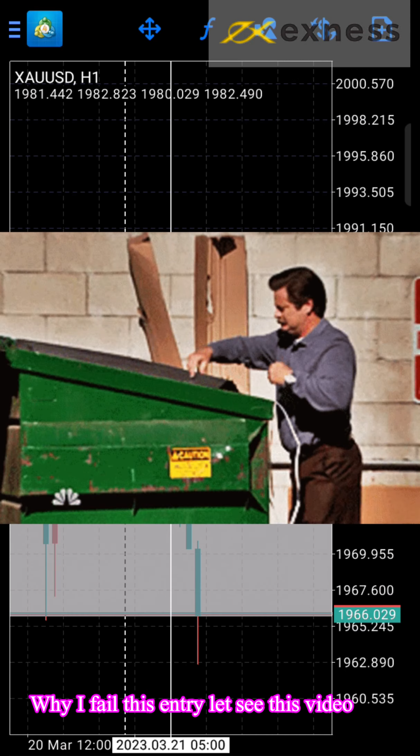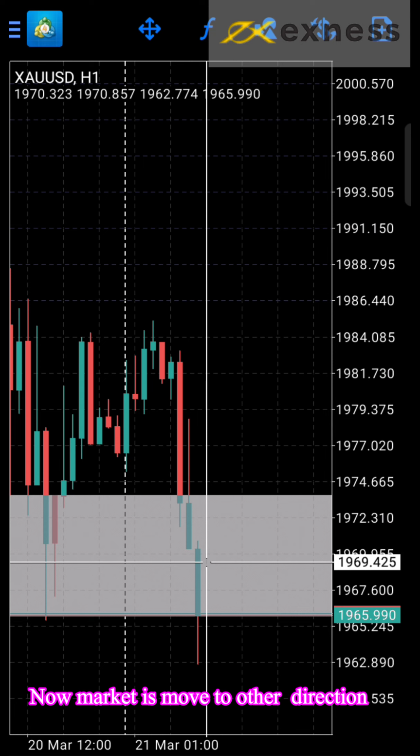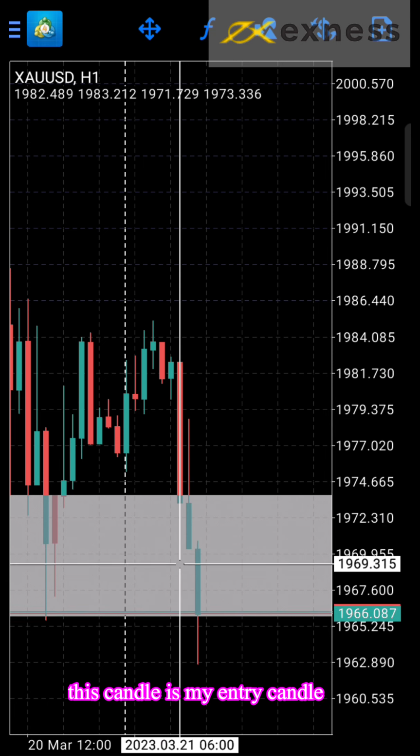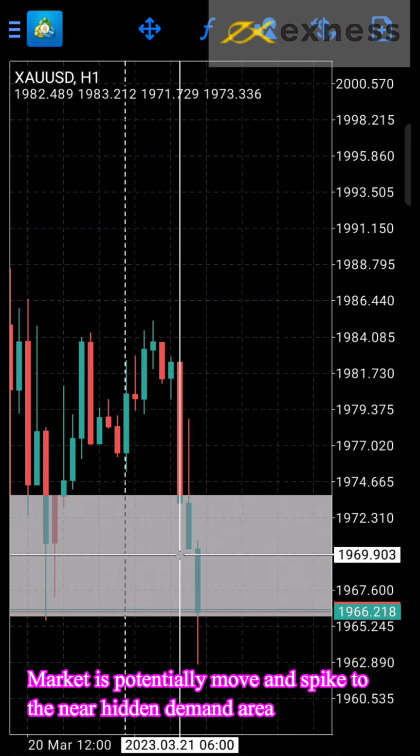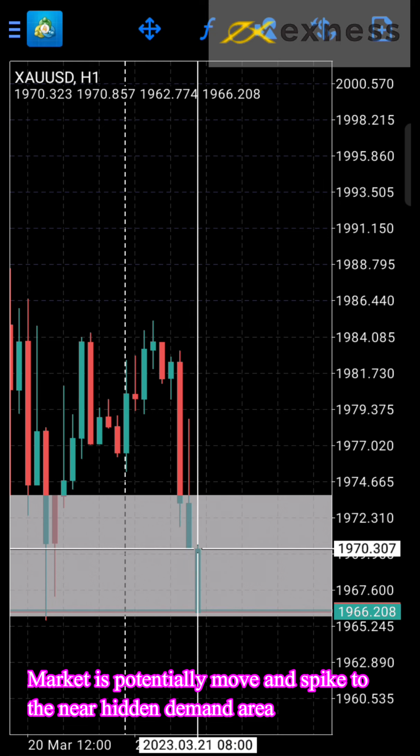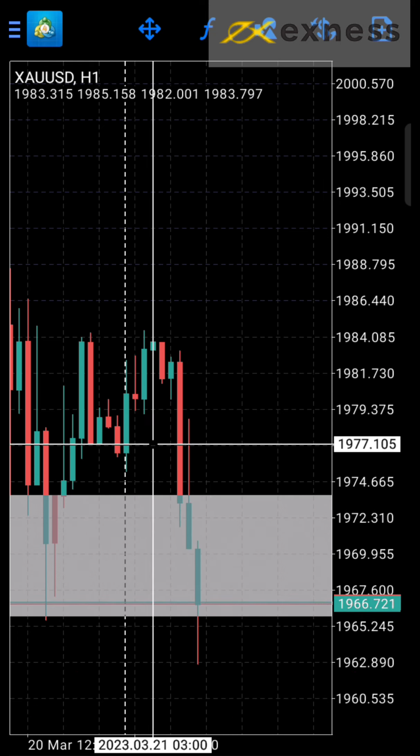Now I am MC. Why did I take this entry? Let's see the video. Now the market has moved in the other direction. This candle is my entry candle. The market potentially moved and spiked to the nearby hidden demand area.